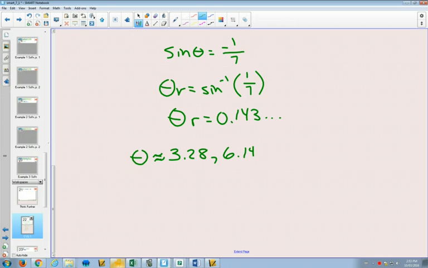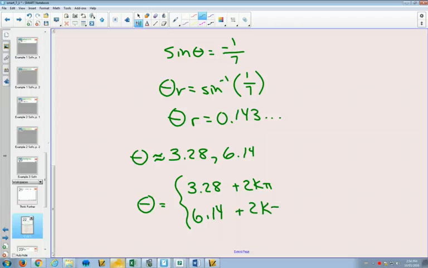When we're trying to write our general solution, we'll often write it like this. Since we have more than one solution, we'll use these squiggly brackets. You'll start with 3.28, and then you have to add 2k pi. 6.14, and you'll have to add 2k pi, where k is an integer. So this is just a format to show that it can be more than one answer, and each of the answers that you get from 0 to 2 pi, you're going to add 2k pi to, where k is an integer, to show every single coterminal one with those ones. And that'll be all the solutions in all the real numbers.